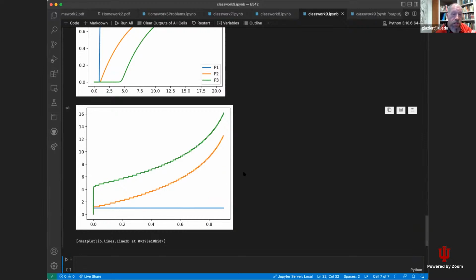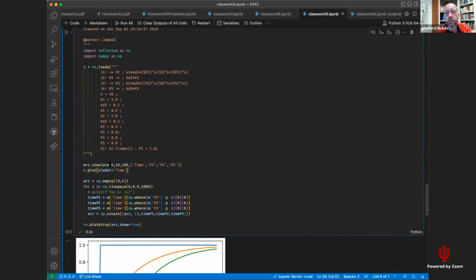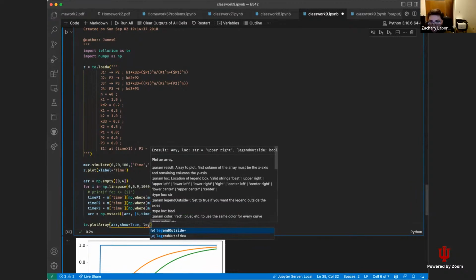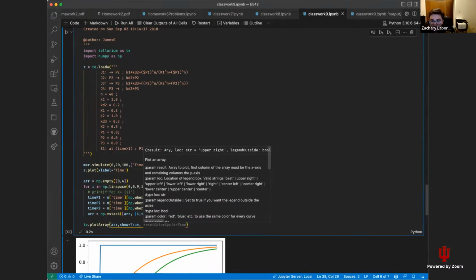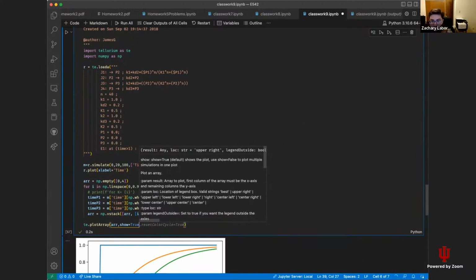And if you wanted to, you could label the axes now. You could label the x-axis K2 and the y-axis time. And that would be in the plot array. I forget what the value is. Legend? No. I forget what the show labels is, is that it? I don't remember what it is.